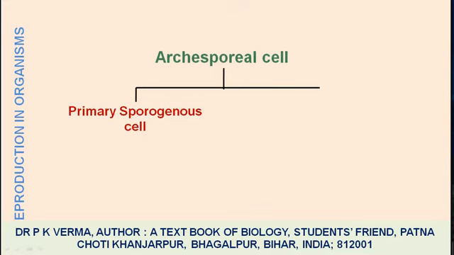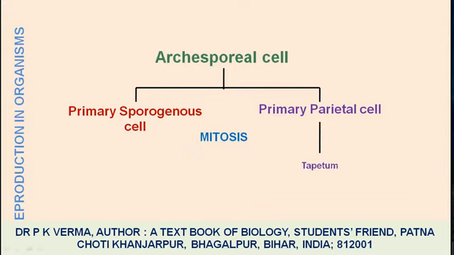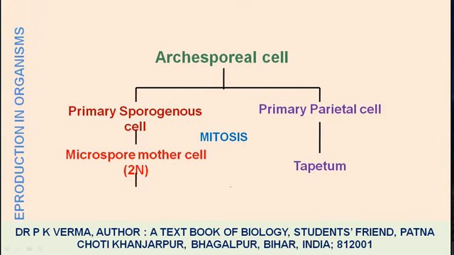You see the archesporial cell divides to form the primary sporogenous cell and the primary parietal cell. From the primary parietal cell, the tapetum is formed by mitosis, but the primary sporogenous cell forms the microspore mother cell, and the microspore mother cell forms a tetrad of spores by meiosis.